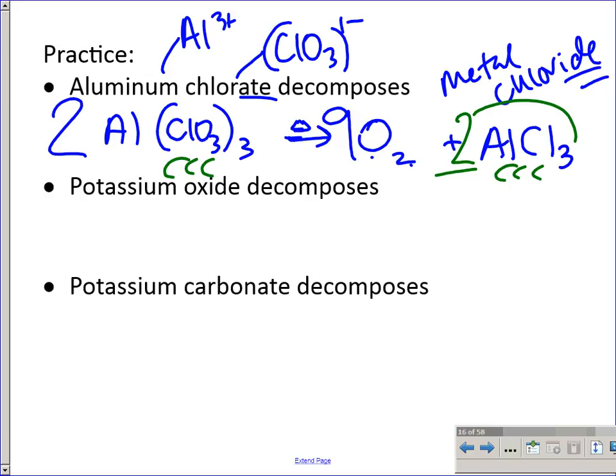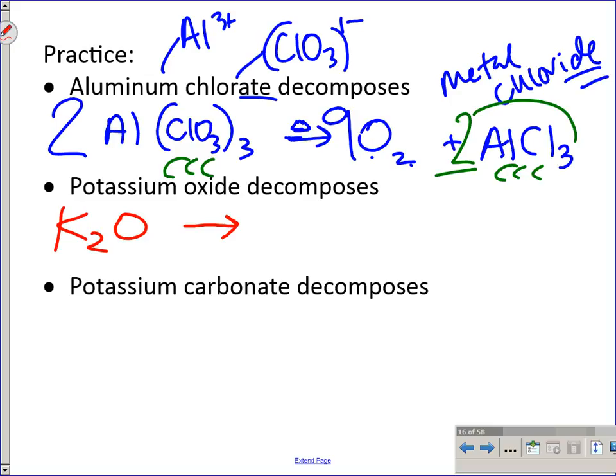Okay. Well, you guys, we can work through a couple of these together. Irie, what's potassium oxide? K2O. So where did the 2 come from? Oxygen crisscrossing over. So you see your charges. You have to make sure that you're using them.